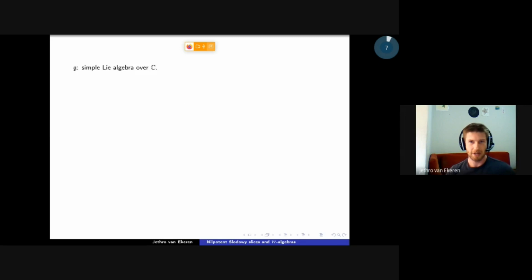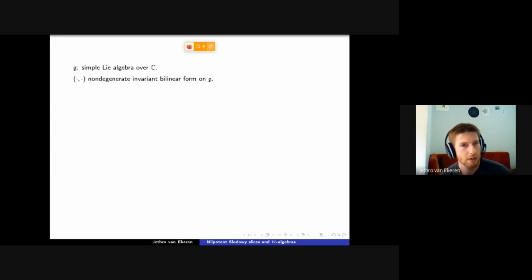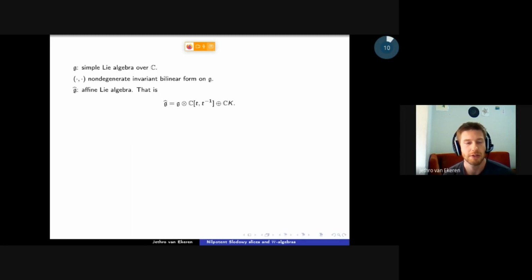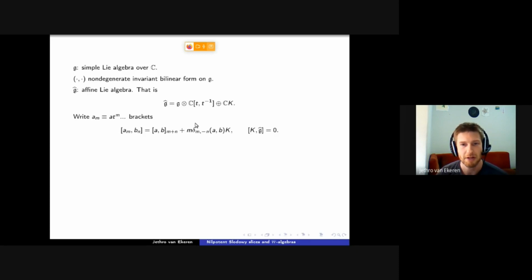Okay, so to get started, let's take g to be a simple Lie algebra over the complex numbers. We take a non-degenerate invariant bilinear form and use this to construct the corresponding affine Lie algebra, g-hat. So this is g tensored with Laurent polynomials in one variable, summed with a central term. The Lie brackets are given explicitly by these relations here, and you see that K is indeed central, it commutes with everything.